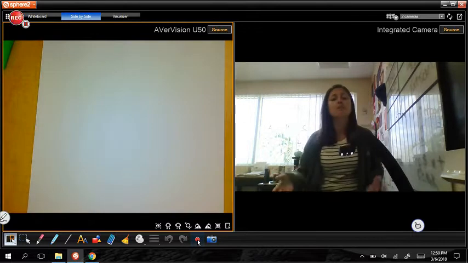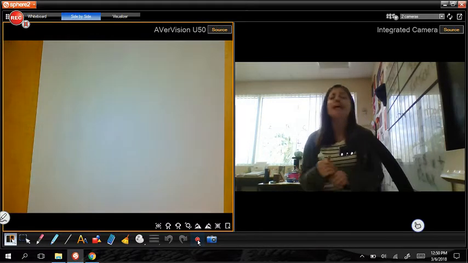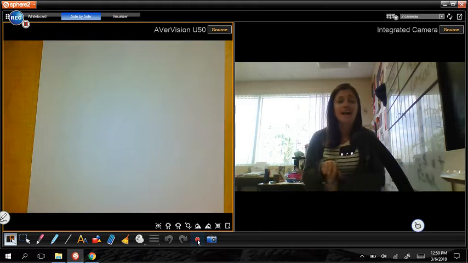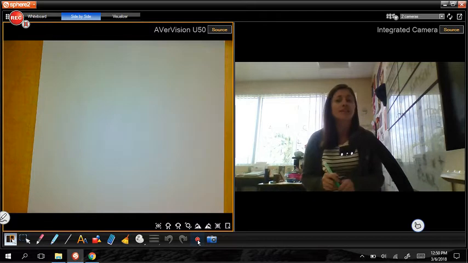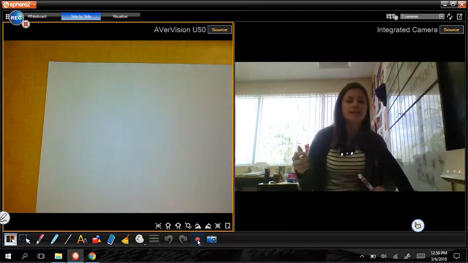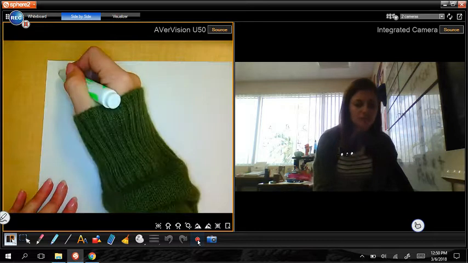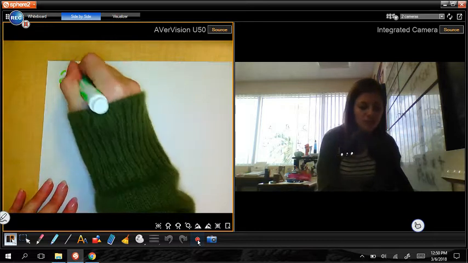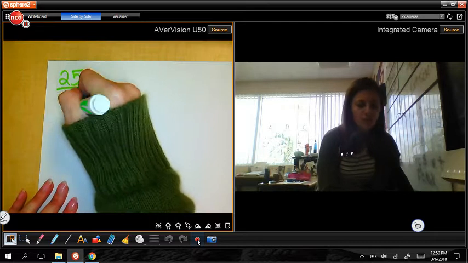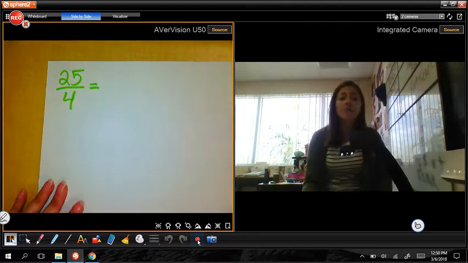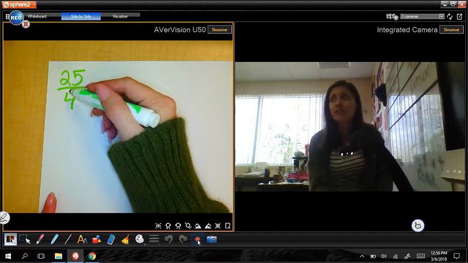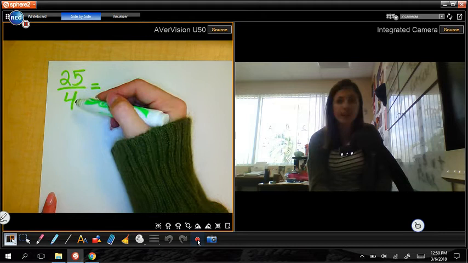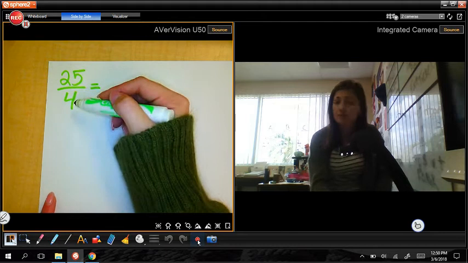So we've reviewed our mixed numbers and our improper fractions. Now what we're going to do today is we're going to learn how to add and subtract those mixed numbers and improper fractions. But before we do that, we have to make sure we haven't forgotten how to convert them. So let's say I give you the improper fraction 25/4. Well, if I want to make that into a mixed number, I can do one of two things. So I could either divide 25 by 4 and see what my remainder is, or I can decompose it.